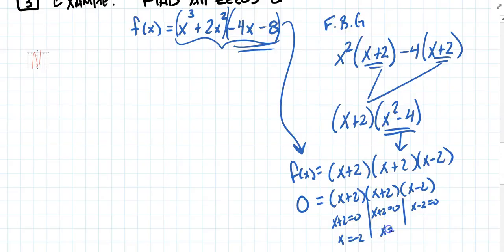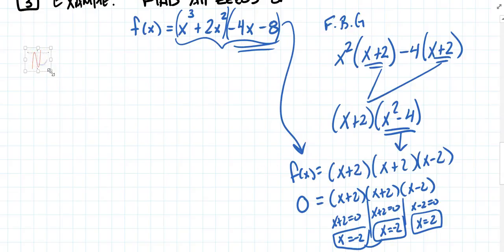This tells me that one of the zeros is x equals negative 2. And this tells me that one of the zeros is x equals positive 2. Now you may notice that there are 2 zeros that are exactly the same. That's called a multiplicity. We're going to get into that in a different lesson, but here's a little heads up about it. It's going to affect the graph in a certain way.